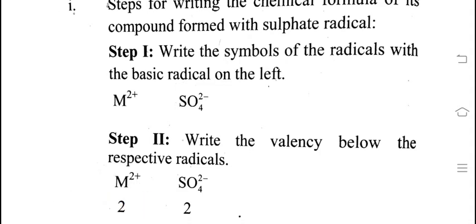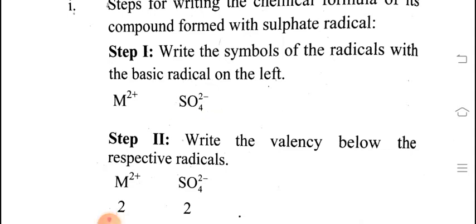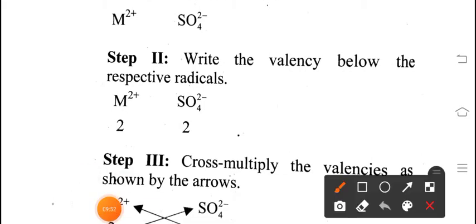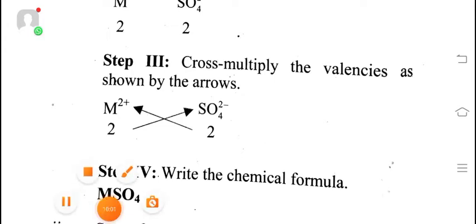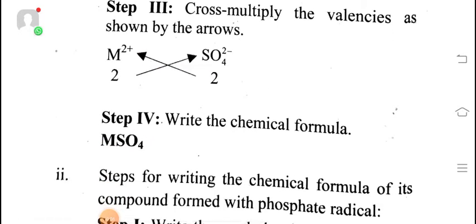First of all, it is bivalent, that is why I am writing M with 2 plus, and here SO4 which is sulfate. Now as we know, we write the charges down, so I am writing the charges down. Next is cross multiplication with the charge. After cross multiplication I am getting MSO4 because the 2s cancel.